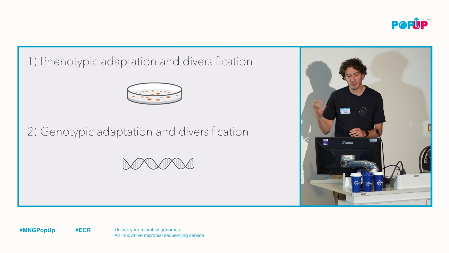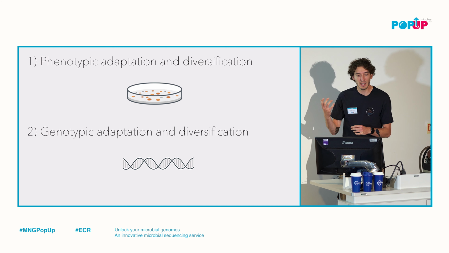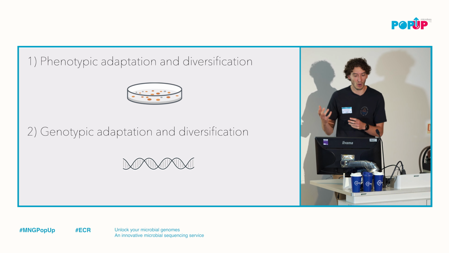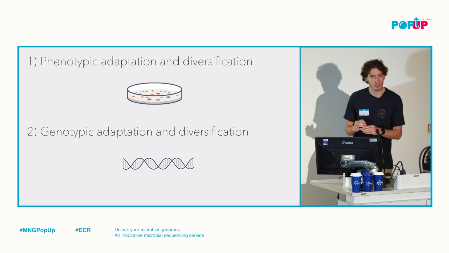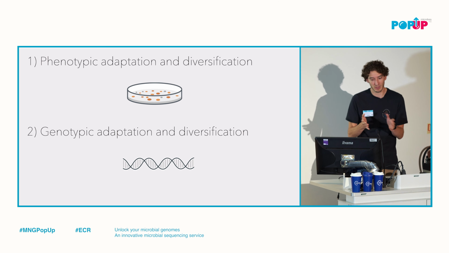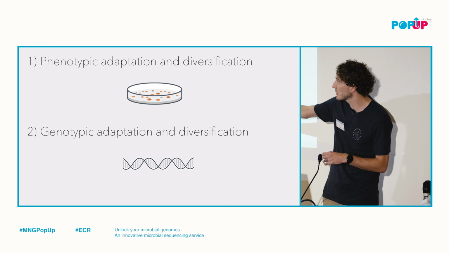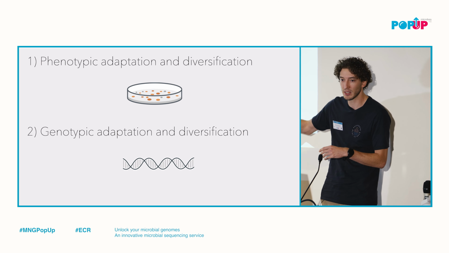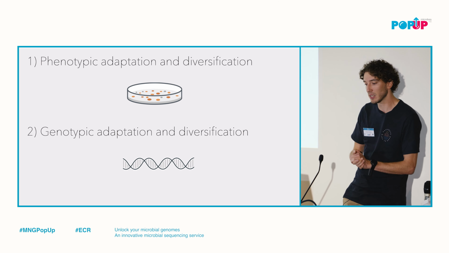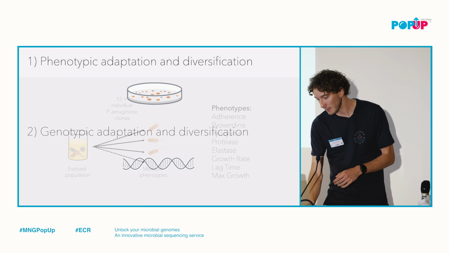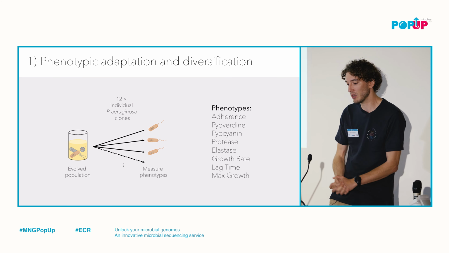To what extent does Pseudomonas aeruginosa phenotypic adaptation and diversification get altered by each of these treatments, so the presence and absence of competition or the presence or absence of mucin? And can I detect the genotypic adaptation and diversification driving this phenotypic diversity? So first of all, phenotypic adaptation.